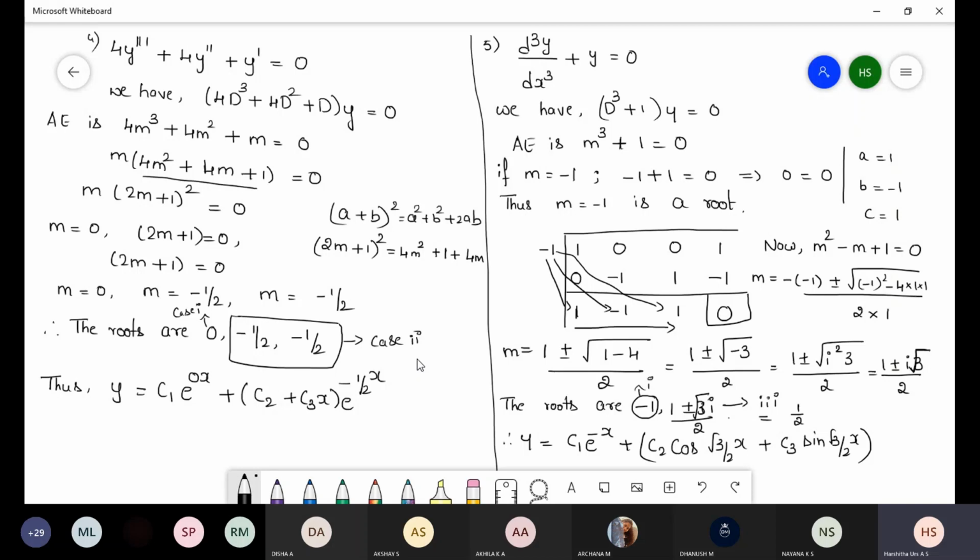Individually you can separate for the second root, that is 1 by 2 plus or minus root 3 by 2 i. So this is the p value and this is the q value. So c2 cos root 3 by 2 x plus c3 sin root 3 by 2 x, e power px. E power px means e power 1 by 2 x.